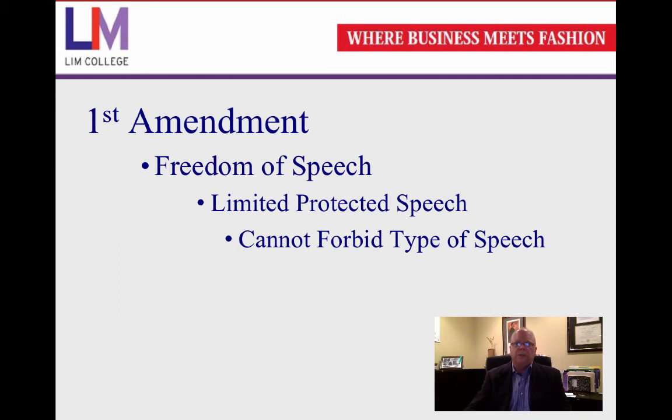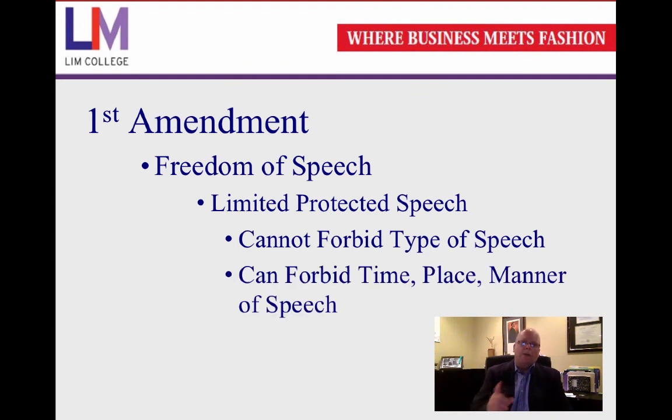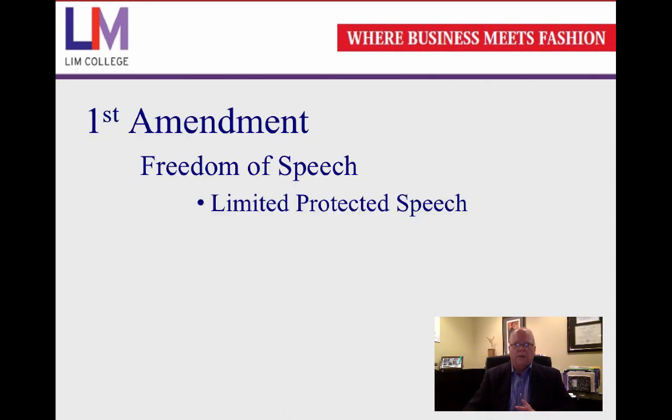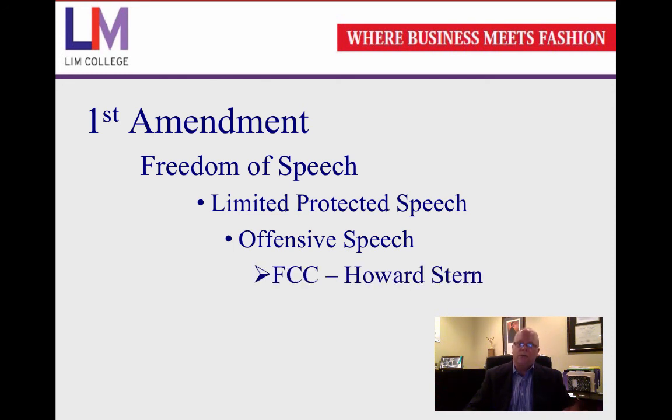Limited protected speech. Congress cannot forbid the type of speech that you're saying, but it can forbid the time, manner, and place of your speech. It could put limits on it. All right? So think about that. Offensive speech. There could be some limits on where and when you can say what you want to say if it's offensive. All right? And the manner in which you say it. Howard Stern, prime example. Howard Stern, offensive to a lot of people. So the FCC can put certain limits on when he can be on the air, what he can say, that kind of thing.